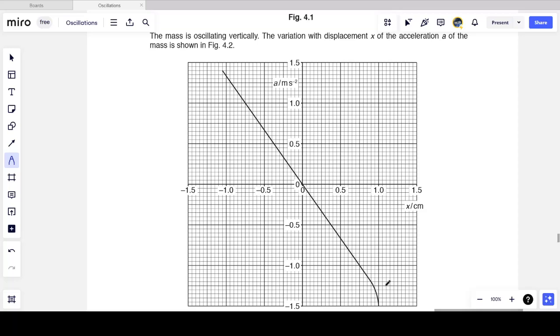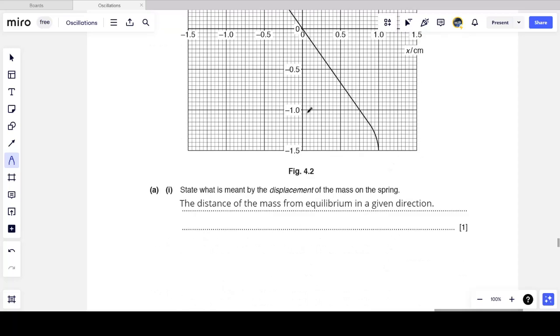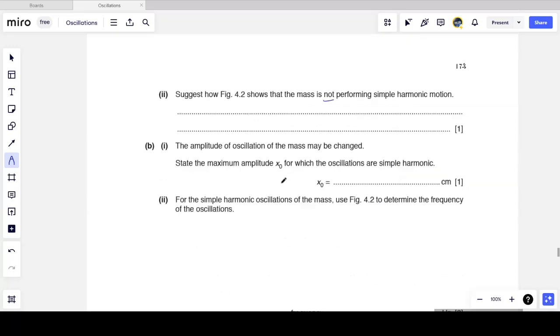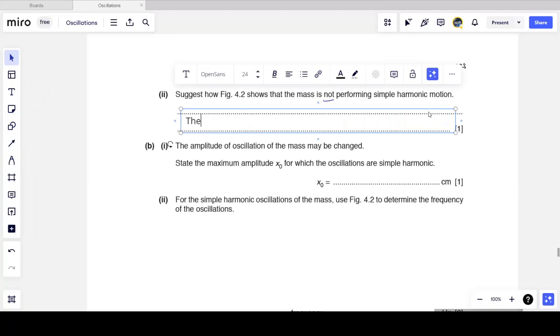We don't have that. So we can see that at some point here, maybe, the graph ceases to be a straight line anymore. It starts to curve. And so a and x are not proportional at those points, and hence they are not proportional, because that's not a straight line. So how do we know from the graph that the mass is not performing simple harmonic motion? I'm going to say that the graph is not a straight line. Simple and straightforward.